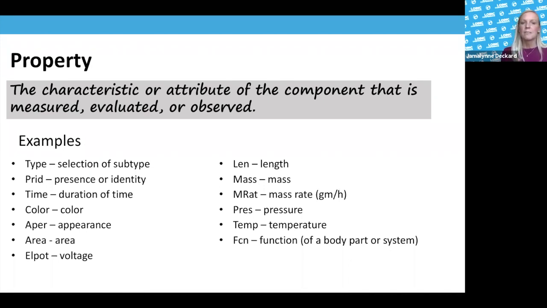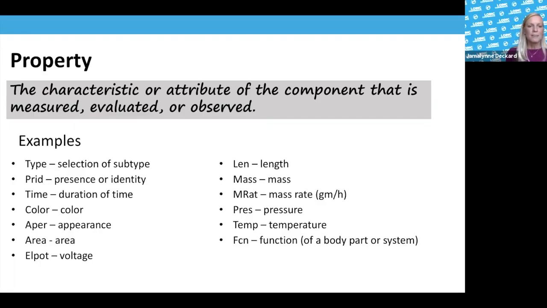The type is where you have a definitive list of items that you can select from. PRID is the presence of something and then the identity of it. So if it's there, it'll be reported. If it's not there, it'd be negative. The time is the duration of time. So age would have a property of time. If you're 24 years old, the property for that term to report that value would be time.